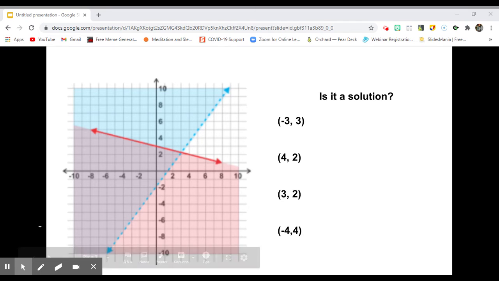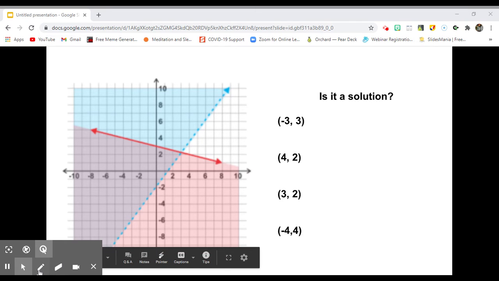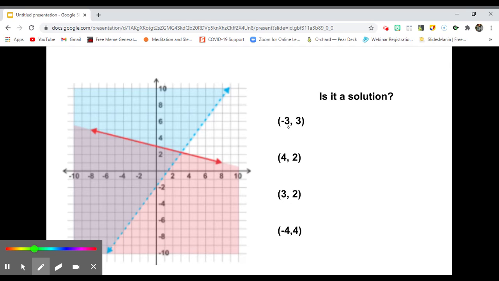So first we're going to start with the graph. The points that we have listed are -3, 3. Let's use green because green is not in the graph. So -3, 3, we're going to go to the x-axis, -1, -2, -3, and then go up 1, 2, 3. So right here is the point.